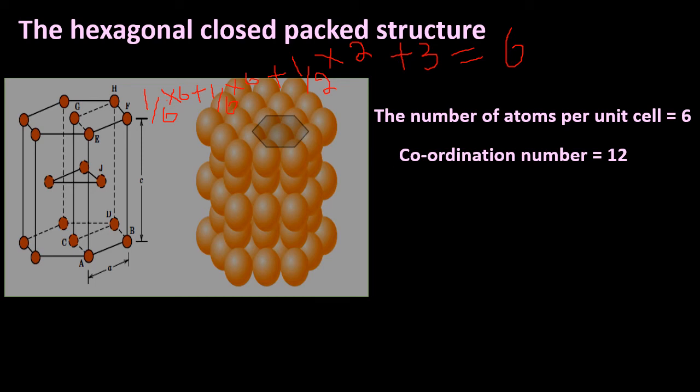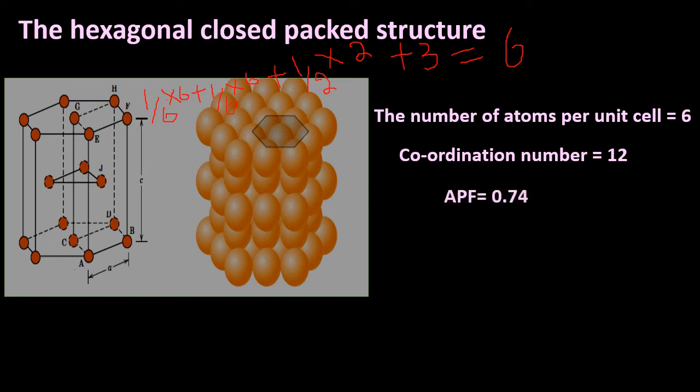Another important parameter is called the coordination number. The coordination number for this hexagonal close packed structure, or HCP, is 12. So each atom in the mid plane has 12 nearest neighbors, that is, the atoms at the corners of the hexagon at the top and at the bottom. These 12 nearest neighbor atoms are touching each atom in the mid plane, so its coordination number is 12.